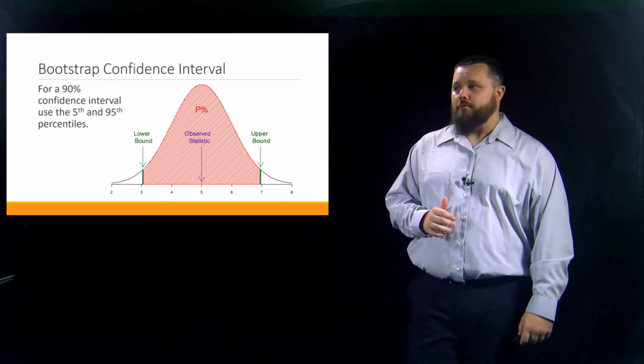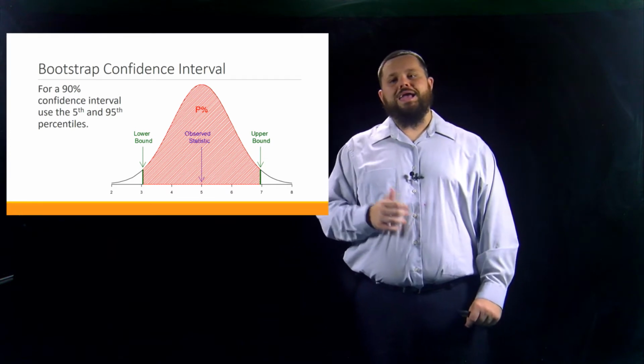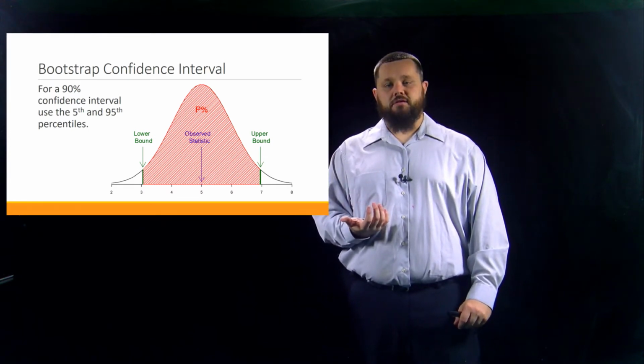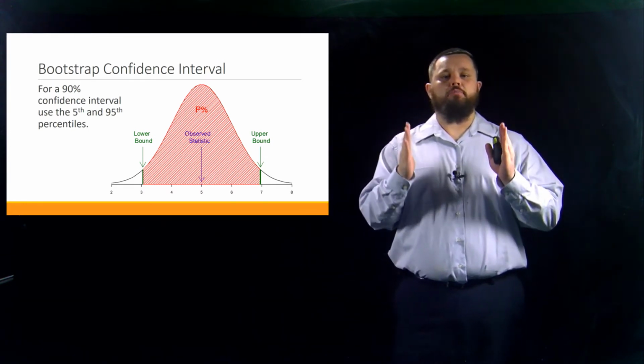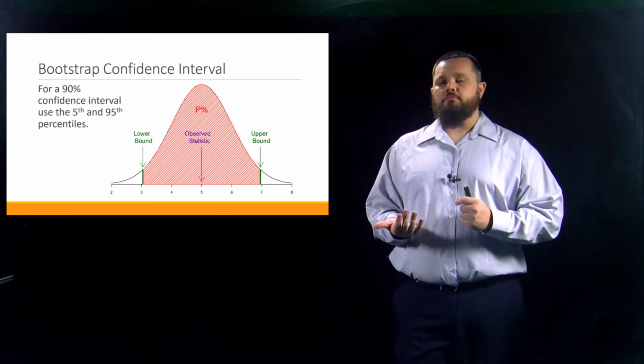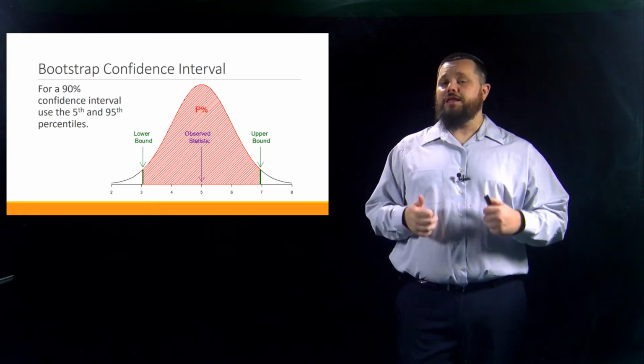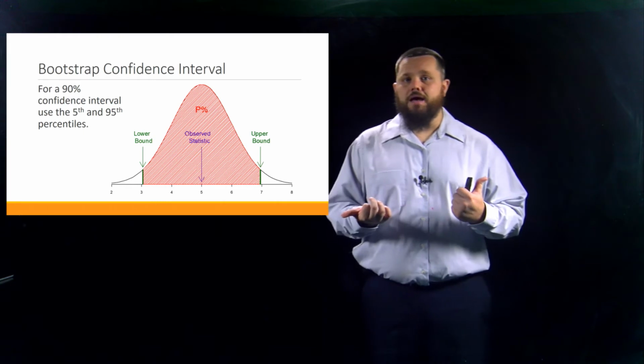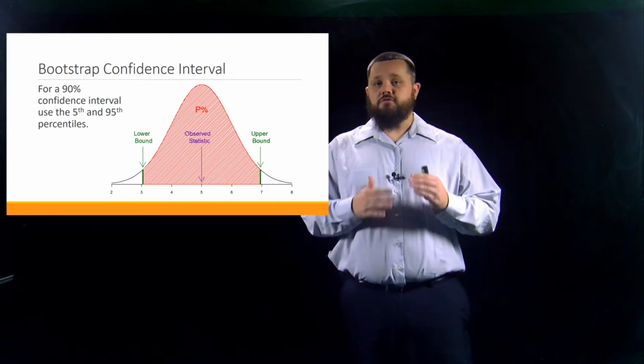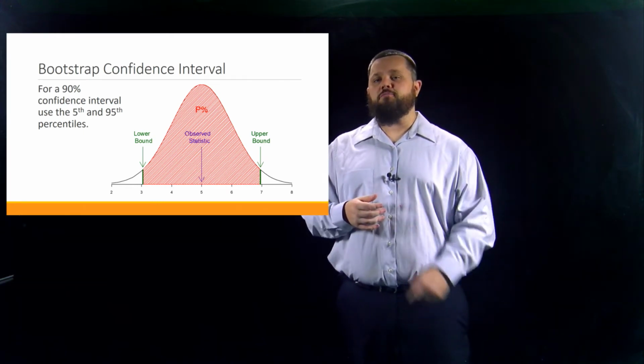So for example, if we were making a 90% confidence interval, that means we want that middle portion to be 90%. Well, if that middle portion is going to be 90%, the area in both tails combined is going to be 10%. So in each tail individually, it's going to be 5%.